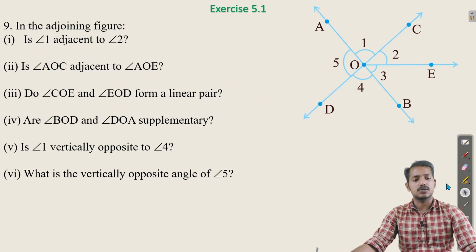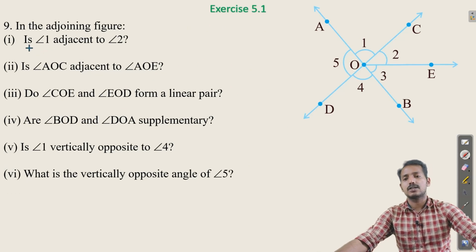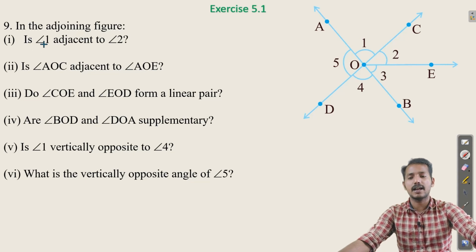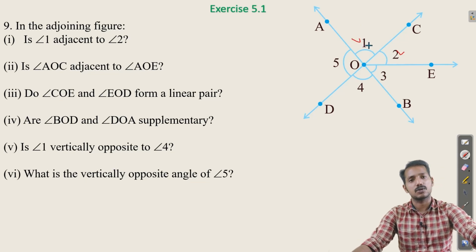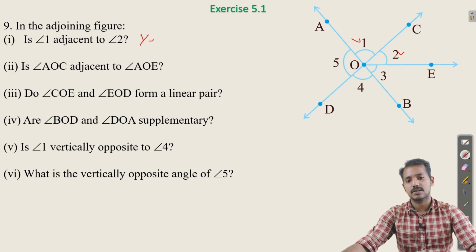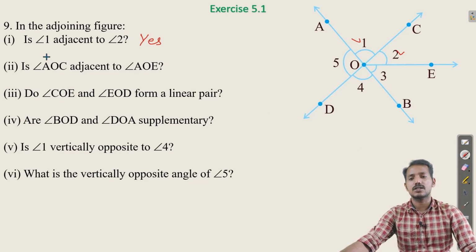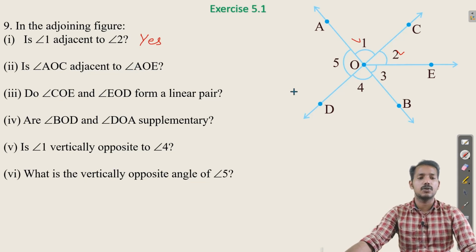Question number 9, it is a very simple one. In the adjoining figure, refer to this figure and answer this question. Is angle 1 adjacent to angle 2? This is angle 1, am I right? Yes or no? Yes, because they have a common arm OC and a common vertex O. Therefore, they are adjacent angles. So, yes.